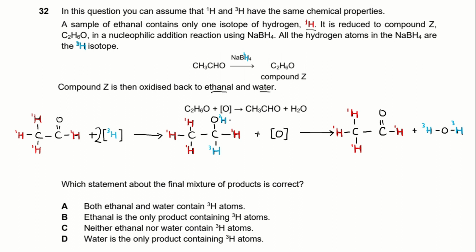Two hydrogen atoms will be removed from this primary alcohol. The two hydrogen atoms that are removed will form water with the O from the oxidizing agent. So in this reaction, I was removing this H3 isotope and another H3 isotope. So two hydrogen with one oxygen, one water molecule is formed.